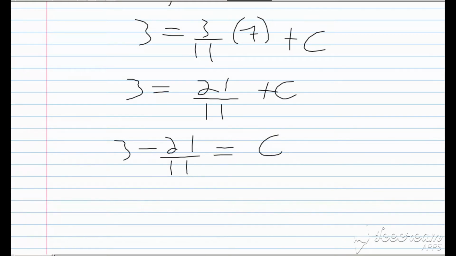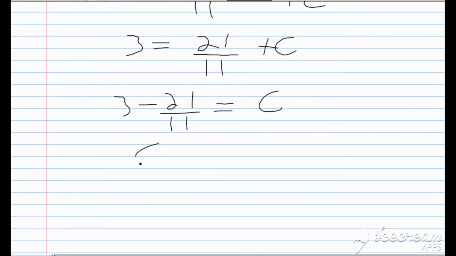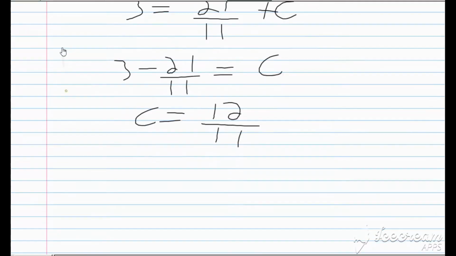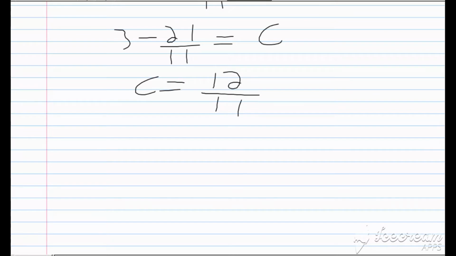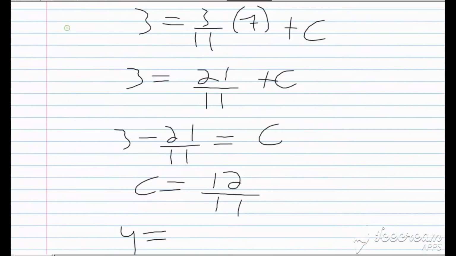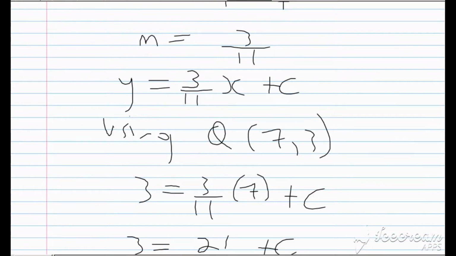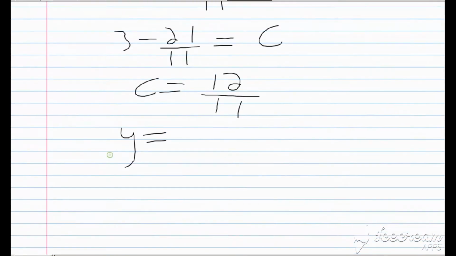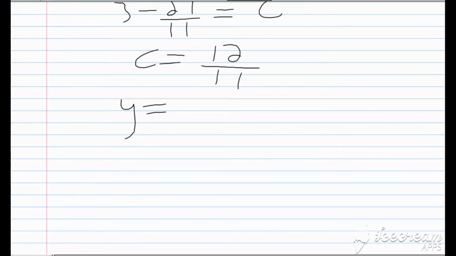So what would that give me? 3 minus 21 over 11, and you can use the calculator and leave it as an improper fraction. This is going to give me c = 12/11. Now, once I've found my c value, I simply go back and write the equation of the line. Let us go back up and look at what the gradient was. We found the gradient to be 3 over 11, and now we have found the c value, which is 12 over 11. So I'm going to have y = 3/11 x + 12/11.